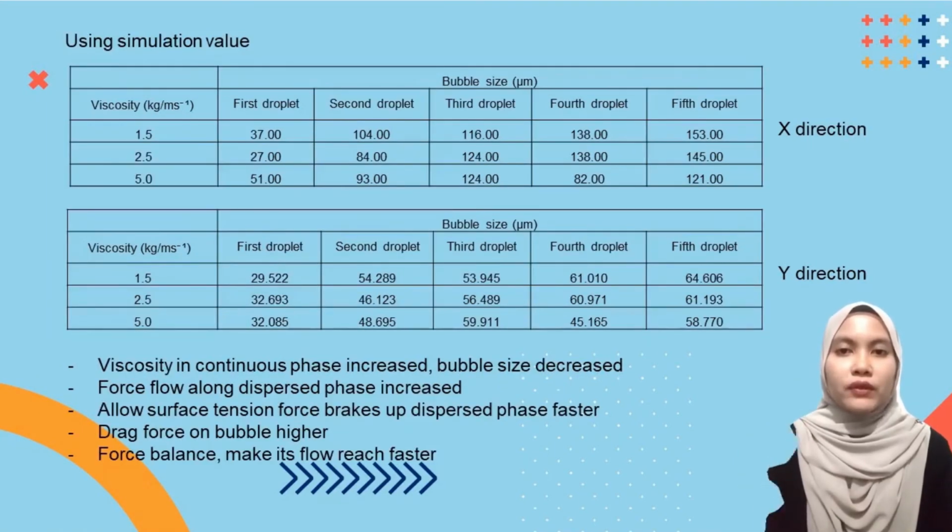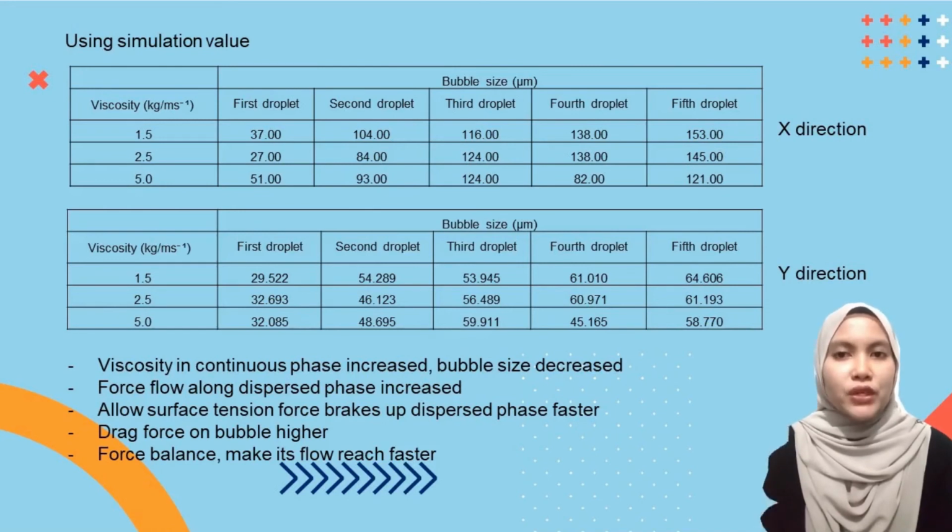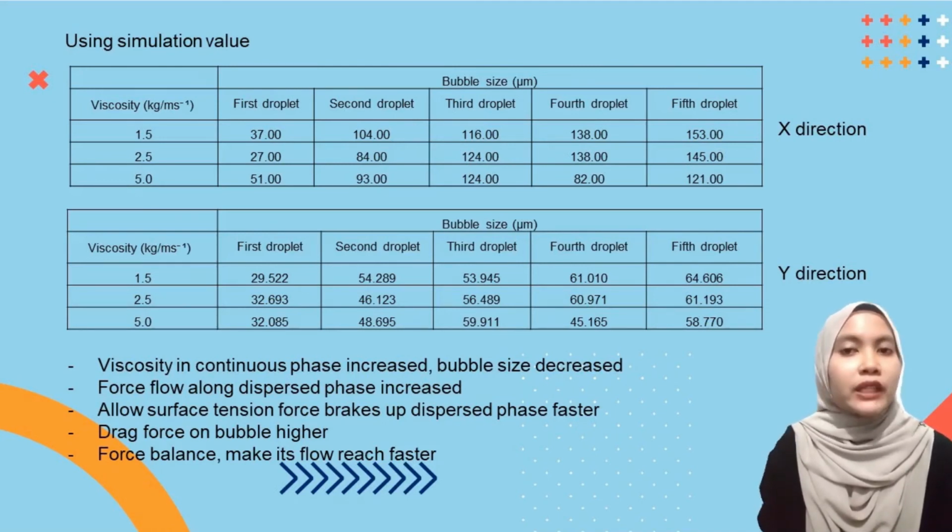After the validation values are in range with the previous study, the next oil viscosities in the continuous phase will be used, which are 1.5, 2.5 and 5. Based on the table from both directions below, when the viscosity of the continuous phase is increased, the size of the bubble decreases.